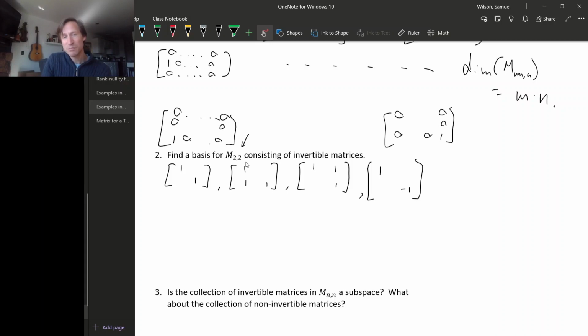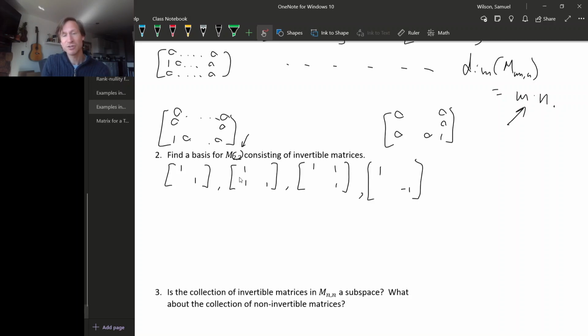Now, if we choose a basis, we know ahead of time that there's going to be 4 entries because we just showed that the dimension of one of these matrix spaces is m times n, and 2 times 2 is 4. So we have 4 invertible matrices. As long as they are linearly independent, these are sure to be a basis for this space.